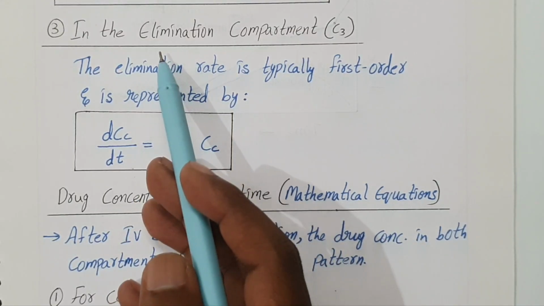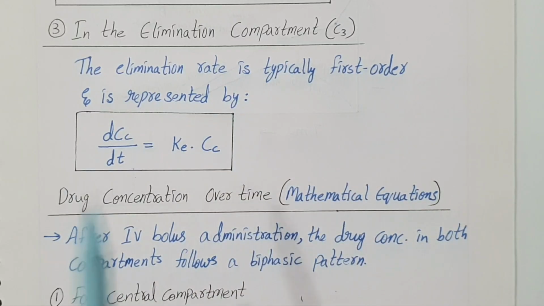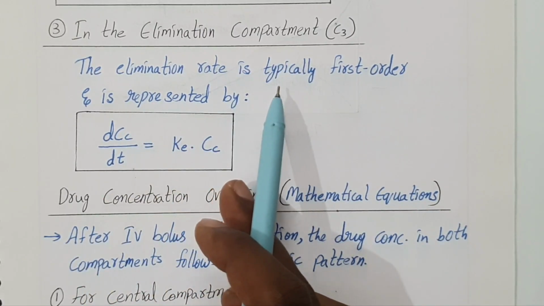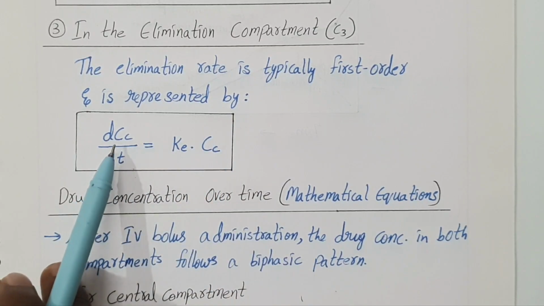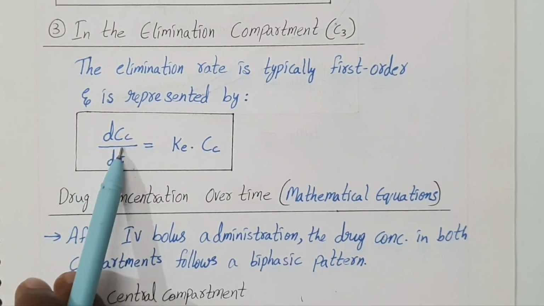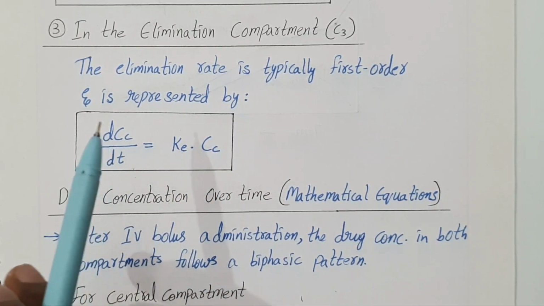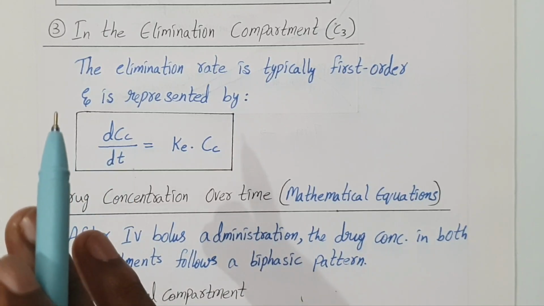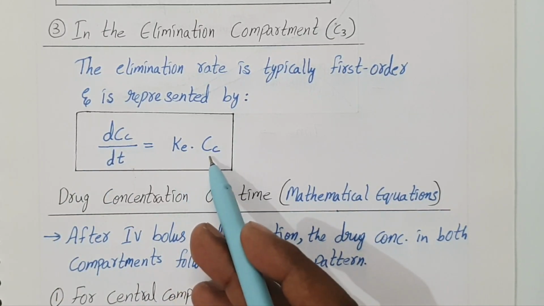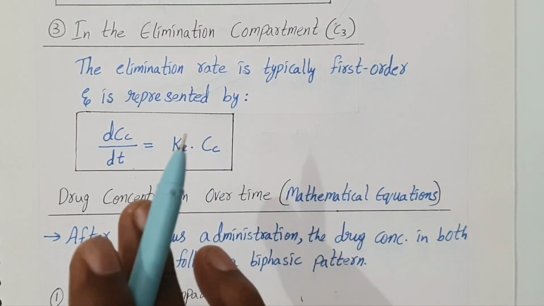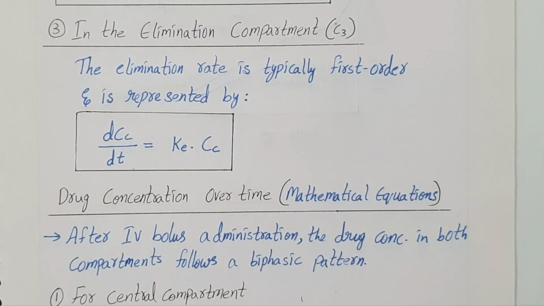And lastly, the elimination part, where the elimination rate is typically first order and represented by dCC/dt, because elimination is from the central compartment only. So here we are taking Ke CC only. Why are we not taking rate in minus rate out?